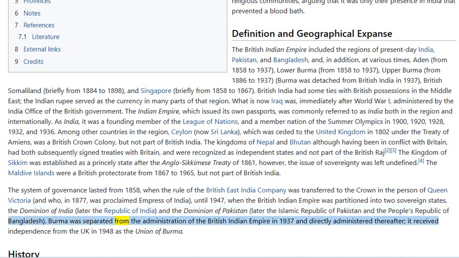Burma was separated from the administration of the British Indian Empire in 1937 and directly administered thereafter. It received independence from the UK in 1948 as the Union of Burma.